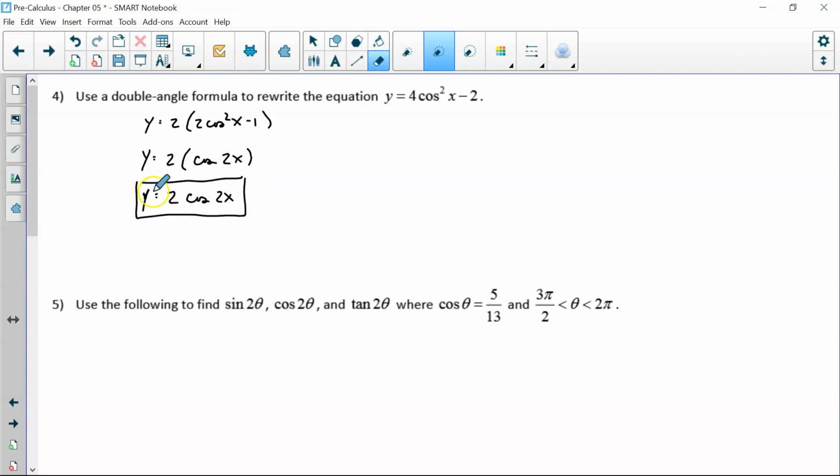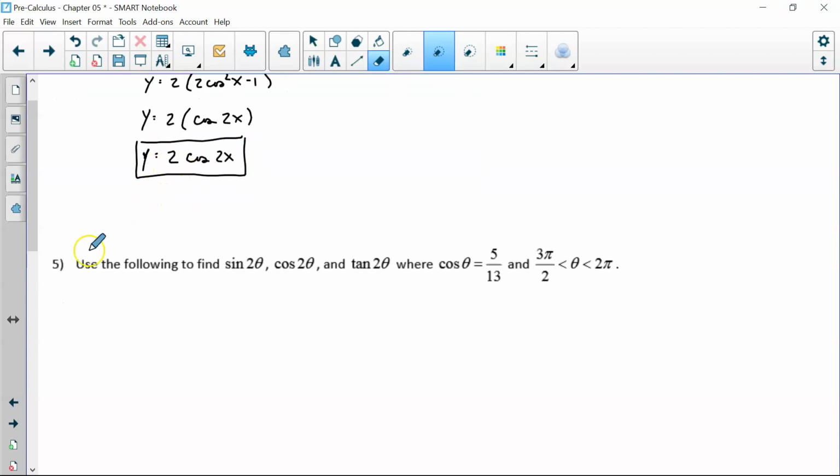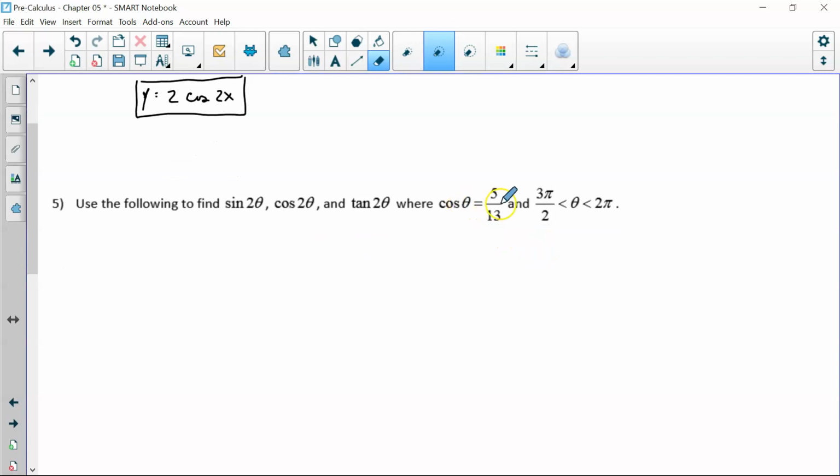Just used it backwards. All right, use the following to find sine of 2 theta, cosine 2 theta, tangent 2 theta. Now they're telling us that the cosine of theta is 5 over 13, and theta is between 3 pi over 2 and 2 pi. That's telling us that we're in quadrant number 4.